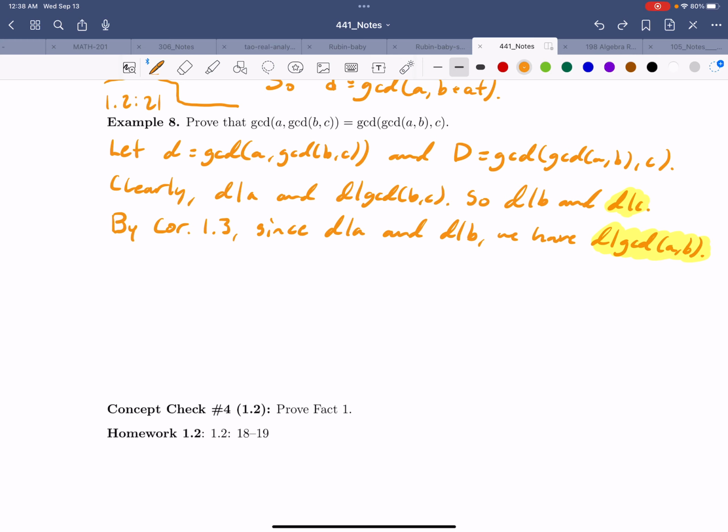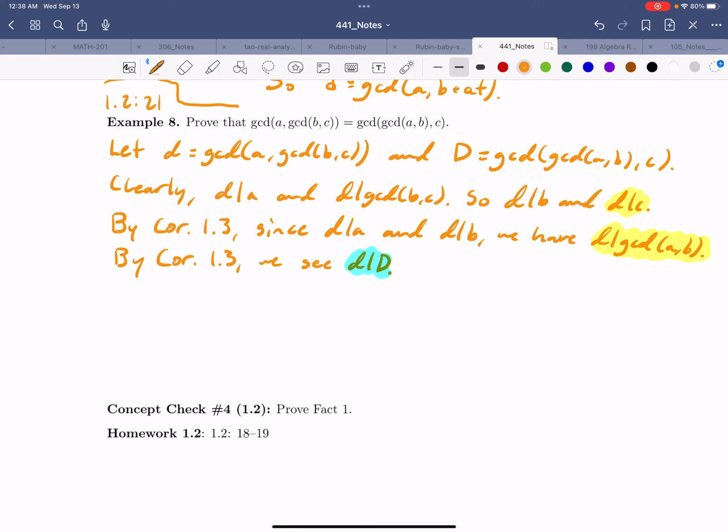Now, next what we're going to do, and I guess I should say, again by corollary 1.3, we see d divides big D. Okay, and that one I'm going to highlight again, because that's pretty important right here, okay?